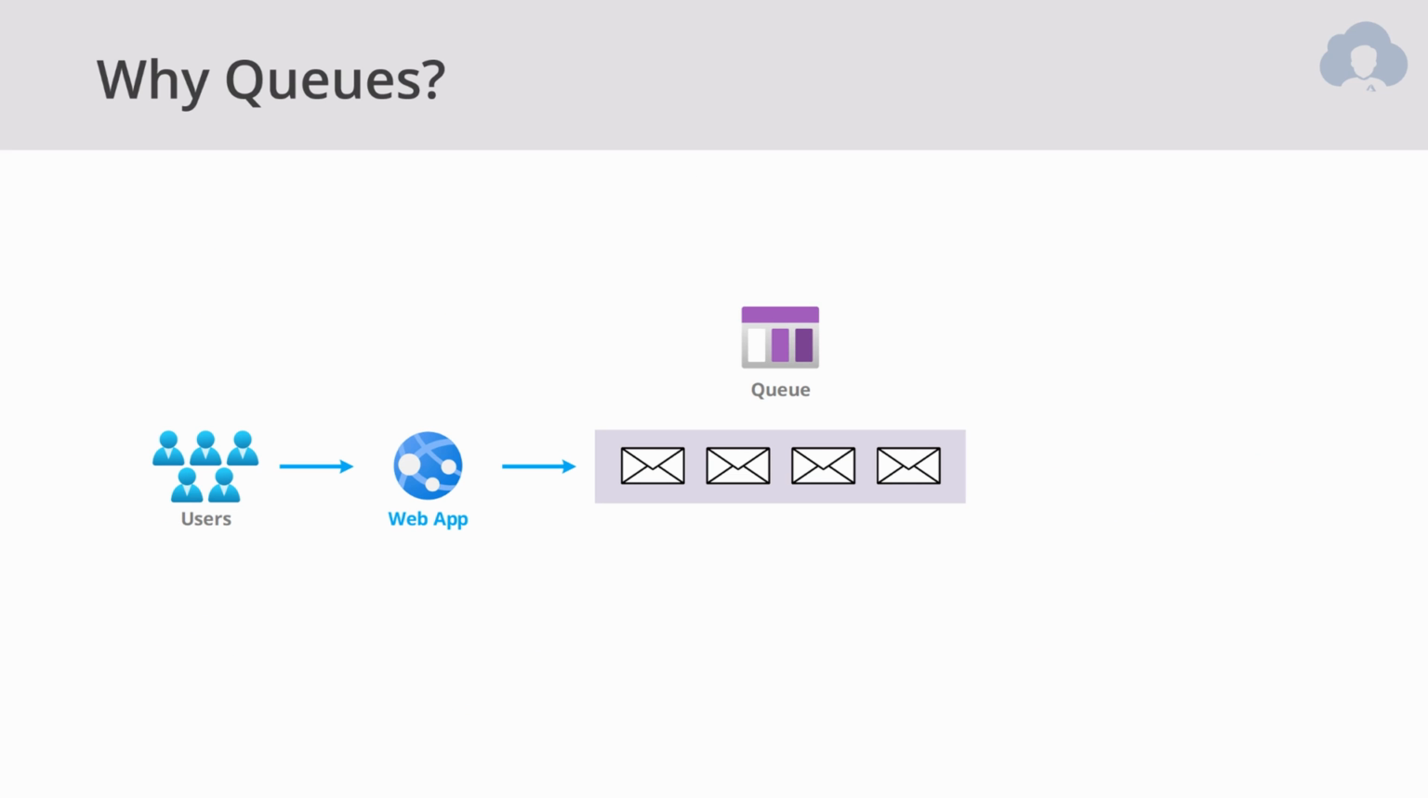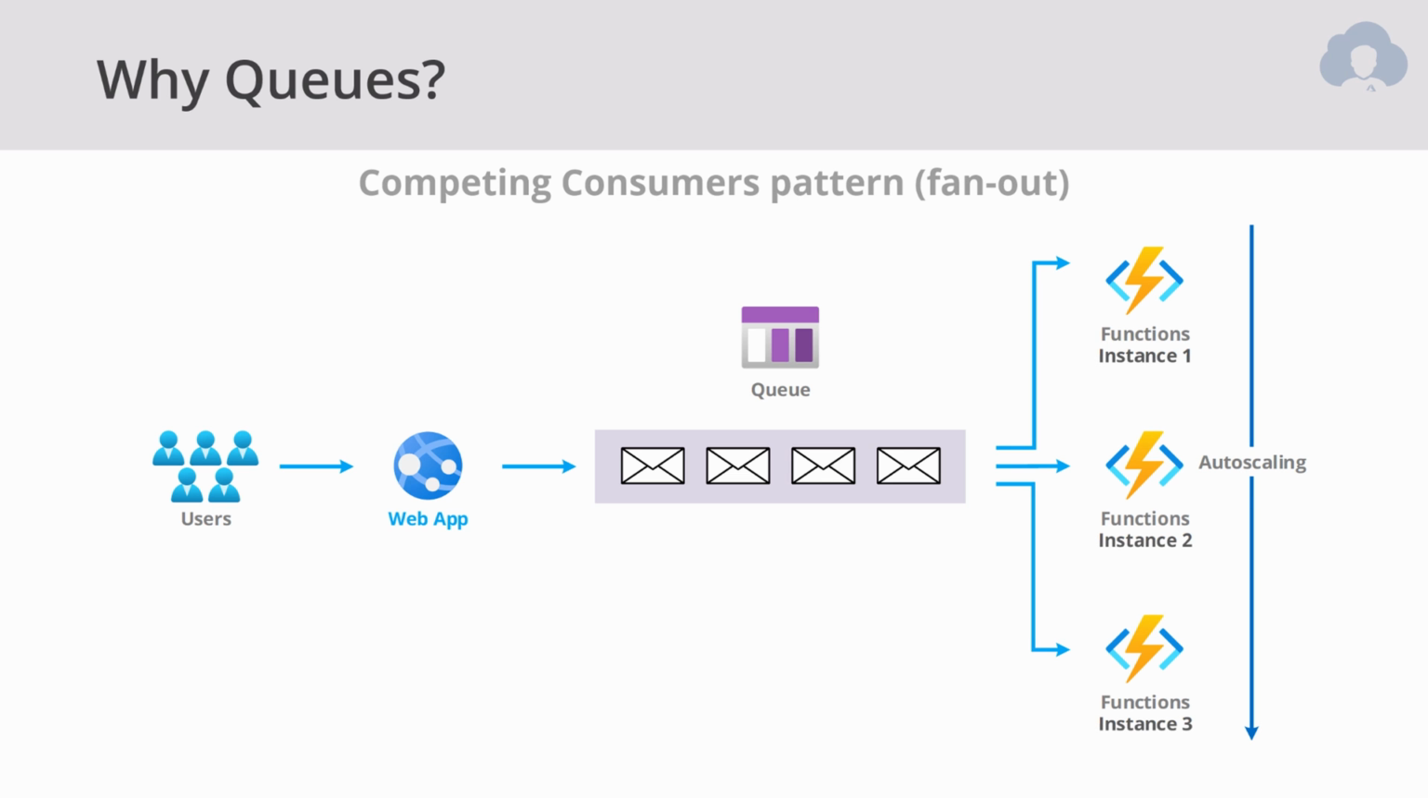One of additional scenarios that you can handle with queues is something called fan-out. So you have your user sending requests to your web application is putting messages in a queue. But what is awesome here is that you can then create functions that will scale depending on a queue size and pick messages separately and process them in parallel.